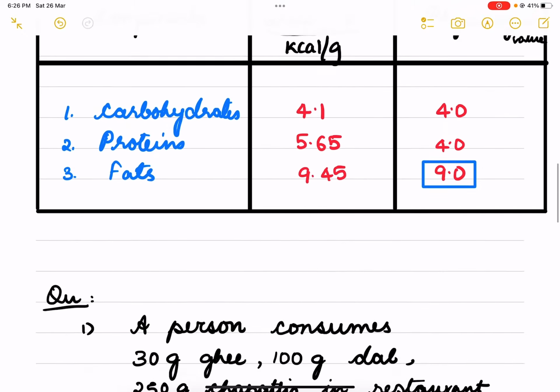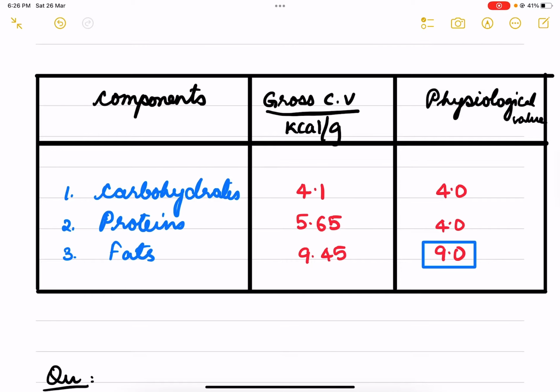Now let us come to the components. The components of food are majorly carbohydrates, proteins and fats. You'll have to remember the gross calorific value in kilocalories per gram for all of these, which for carbohydrate is 4.1, 5.65 for proteins and 9.45 for fats. So it's like 459. You see this? Just remember it.